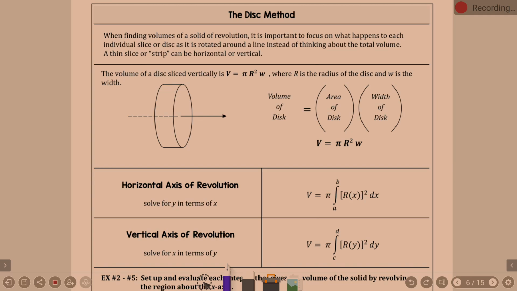I've kind of already explained a lot of this, I think, but when finding volumes of a solid of revolution, it's important to focus on what happens to each individual slice or disc as it's rotated around a line instead of thinking about the total volume. A thin slice or strip can be horizontal or vertical.